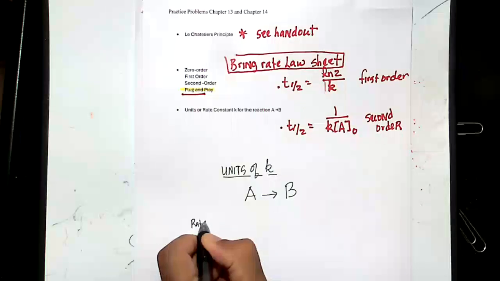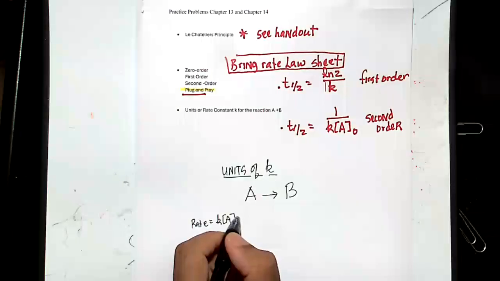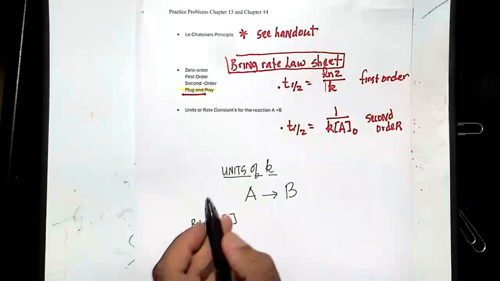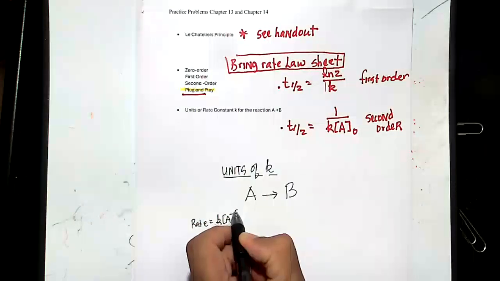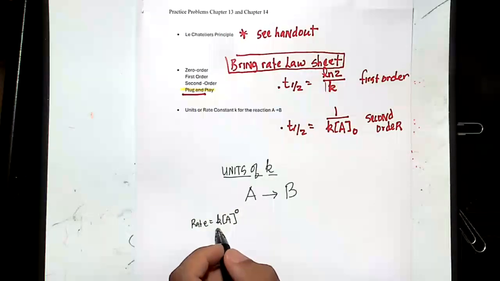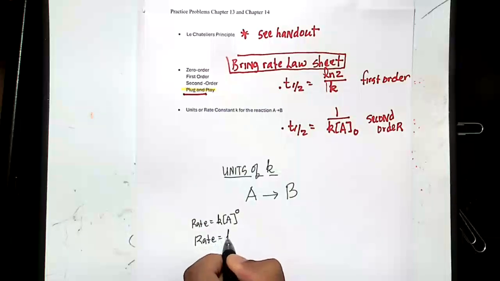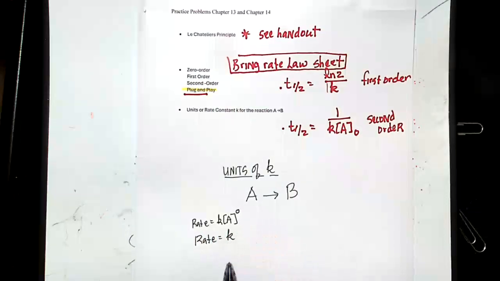So if A decays with zero order kinetics, what will be the exponent here? 0. So what is anything to the power of 0? 1. So rate is equal to K, if this is zero order. So what are the units of K in this case?